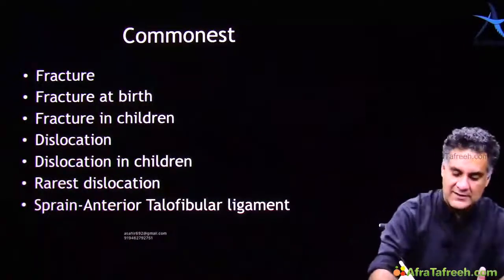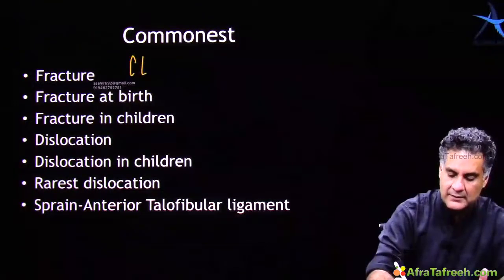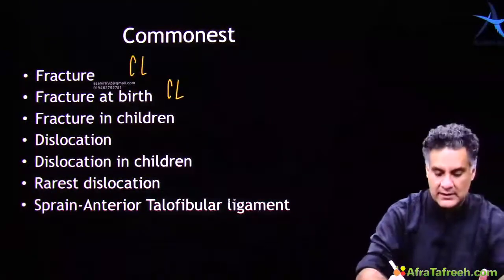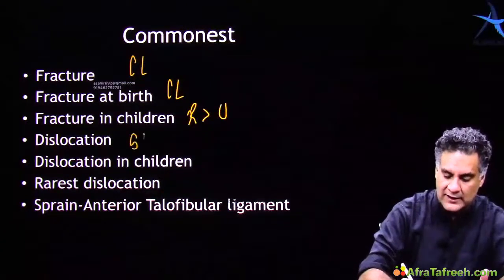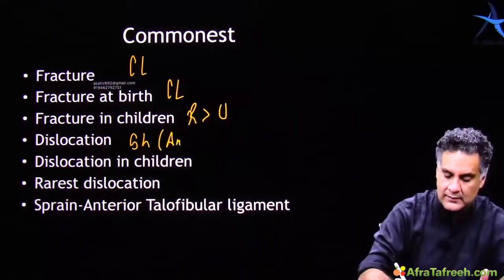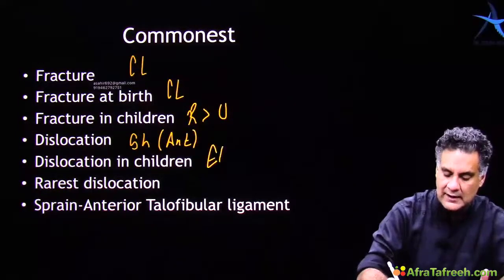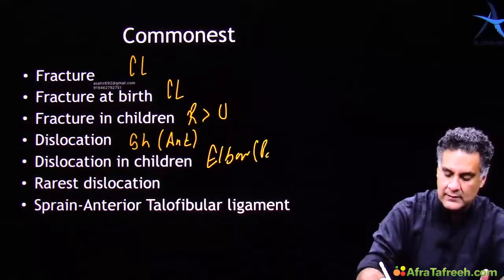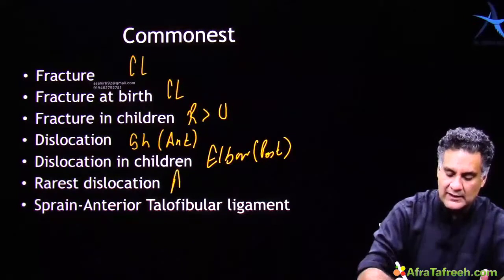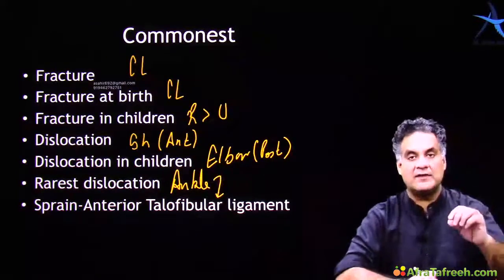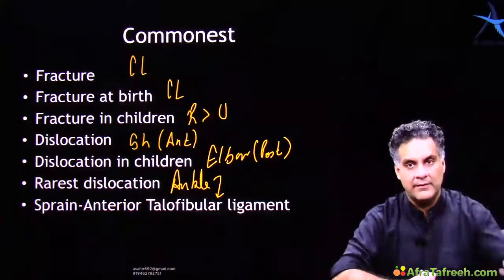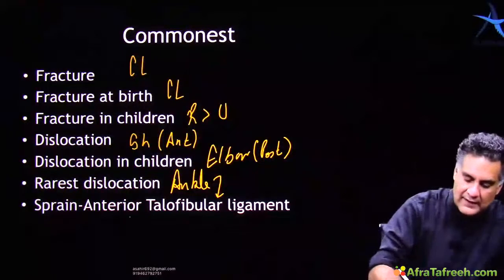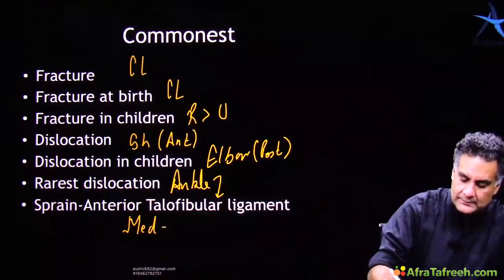Most common bone to fracture, clavicle. At birth, clavicle. In children, radius more than ulna. Most common joint to dislocate, shoulder anteriorly. In children, elbow posteriorly. Rarest to dislocate, ankle. And since ankle is the rarest joint to dislocate, it is the commonest area where the ligamentous injuries occur, anterior talofibular ligament. And on the medial side of the ankle, you will have deltoid ligament.